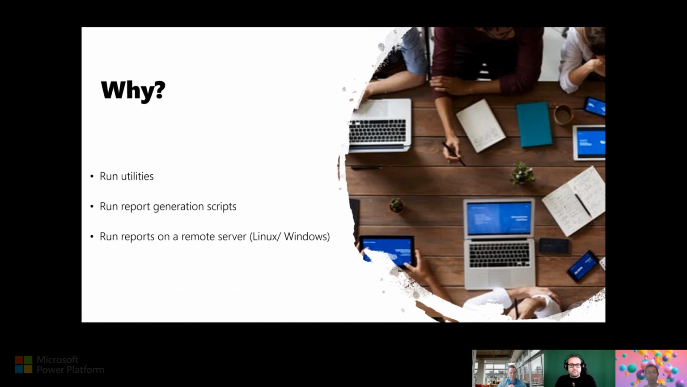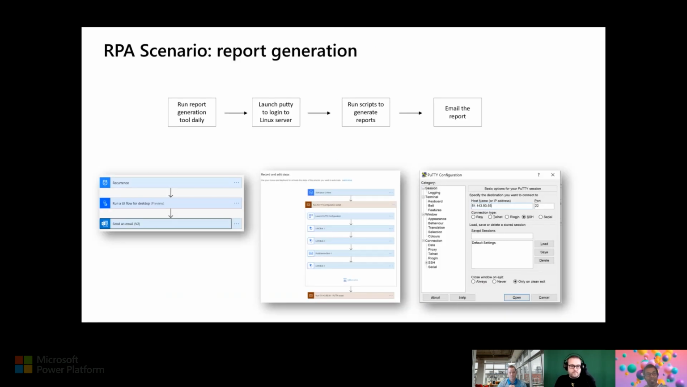You can use command line to automate a lot of these tasks around generating reports. We have all these legacy systems which are running reports for banks on a remote server, which you might access through an application like Putty, or you might want to launch some PowerShell scripts as part of your RPA solution to do some data parsing. So there are various reasons why you would want to have command line or PowerShell be a part of your RPA story. One of the key scenarios that this is going to enable is around report generation.